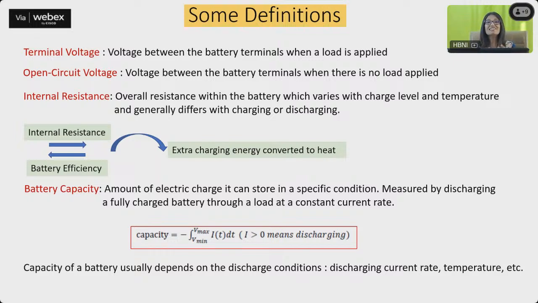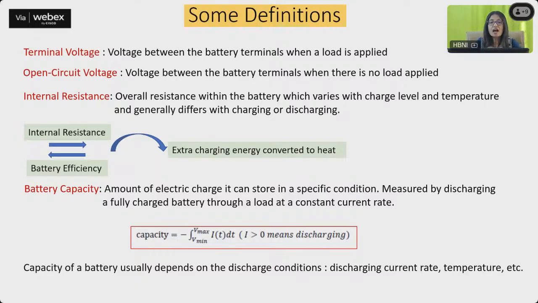Then there is something which is known as internal resistance. This is the overall resistance within the battery, which varies with charge level and temperature, and generally it differs with charging or discharging. So to what extent it is discharged, to what extent it is charged, is also going to change the extent of the internal resistance which is felt by the battery. So as the internal resistance increases, please understand the battery efficiency decreases. And what happens now? You need to put in more energy to charge the battery. This extra charging energy is converted to heat. So this is the reason why we say that if there is a high resistance, the battery gets heated up.